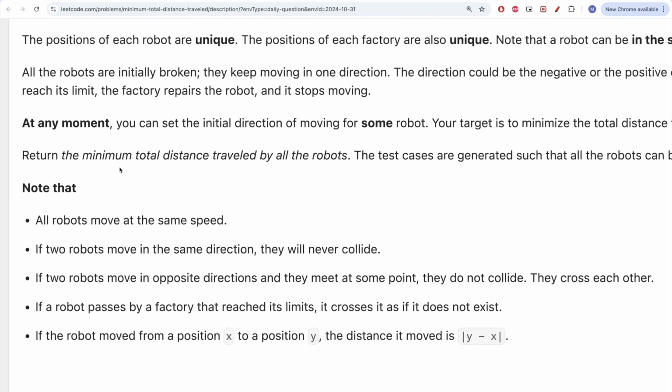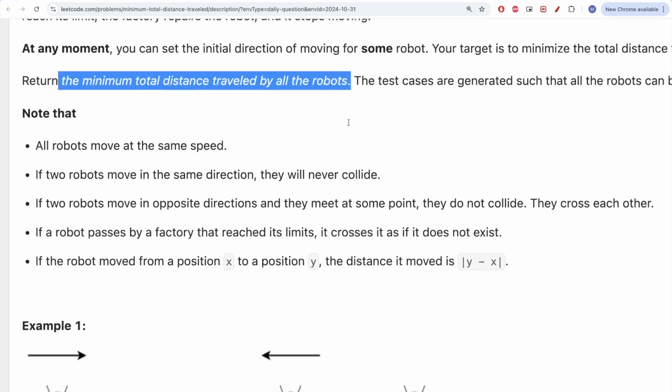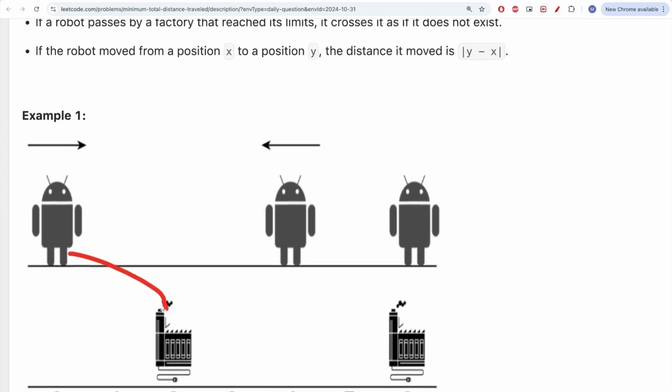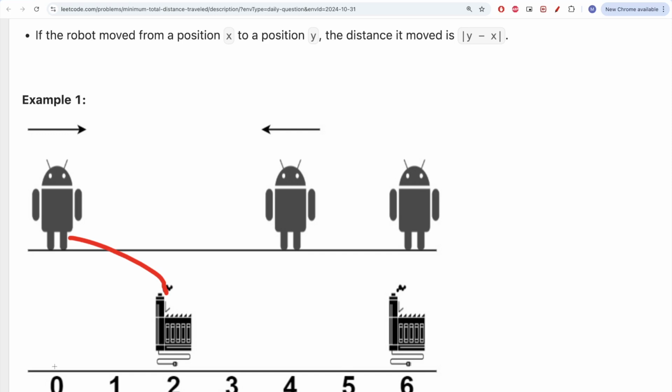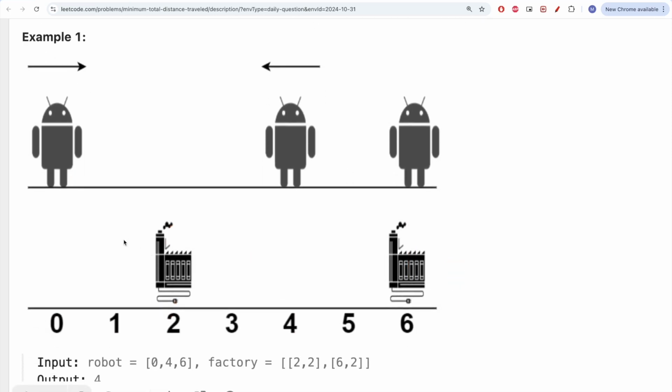Now the goal is to return the minimum total distance traveled by all robots so that they can be repaired. Now, what is the distance? Well, if this robot gets assigned to this factory, then the distance is just from 0 to 2. So the distance is 2. If this robot gets repaired here, the distance is 2 as well, 4 minus 2. If this one gets repaired here, it's at the same position, so the distance is 0. And so if we use that assignment, then this one took 2 to go here, this one took 2, this one took 0, so the answer is 4.